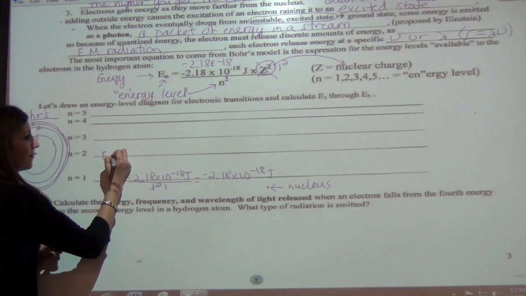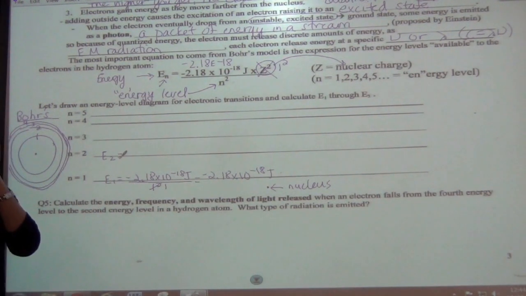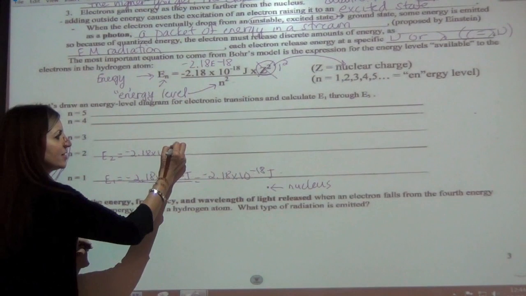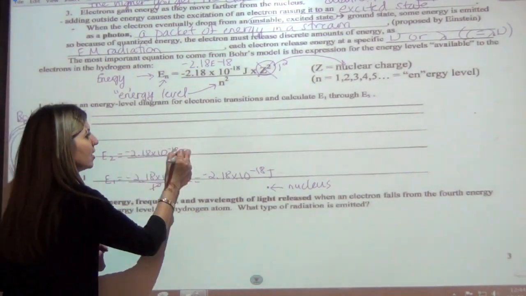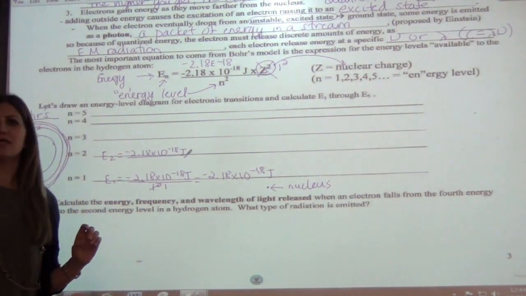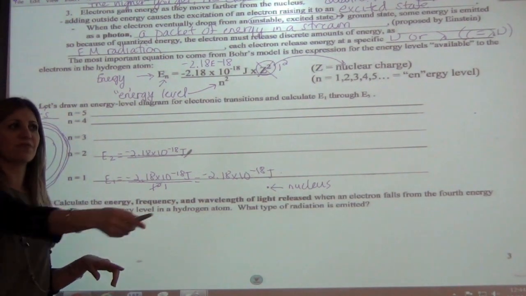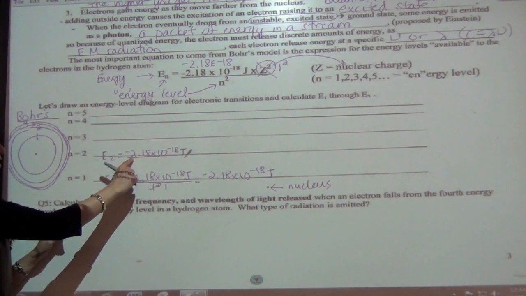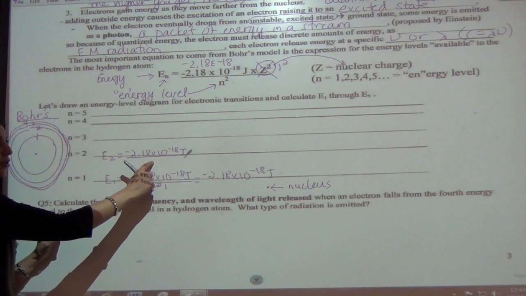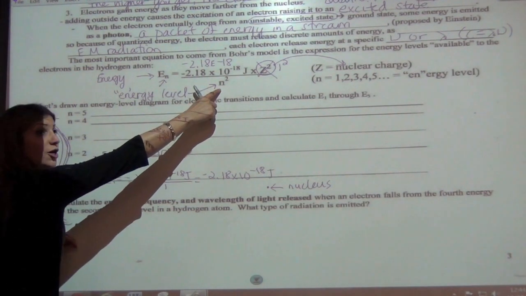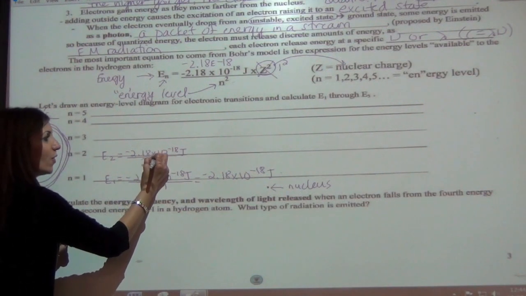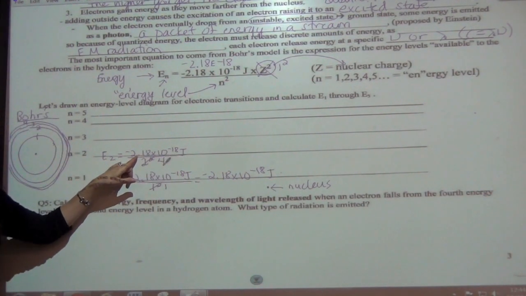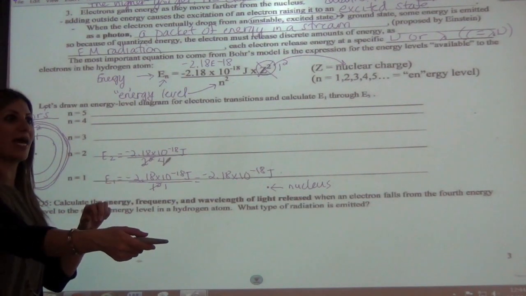E2 equals. Okay, now we're going to take the same number, negative 2.18 times 10 to the negative 18 joules, and then I'm just going to go across the front row. So what would you be dividing by if it's E2? What bottom number are you dividing by? 4. Good, because 2 squared is the same thing as 4. Okay? So go ahead and divide this, and then tell me what you get in your calculator once you divide.